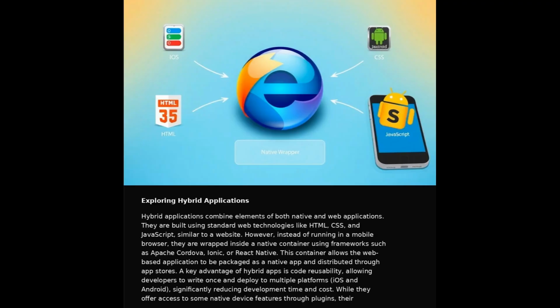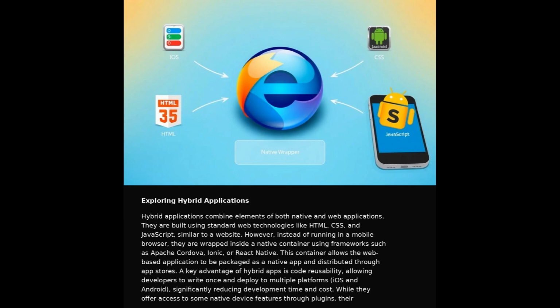Hybrid applications combine elements of both native and web applications. They are built using standard web technologies like HTML, CSS, and JavaScript, similar to a website. However, instead of running in a mobile browser, they are wrapped inside a native container using frameworks such as Apache Cordova, Ionic, or React Native. This container allows the web-based application to be packaged as a native app and distributed through app stores.